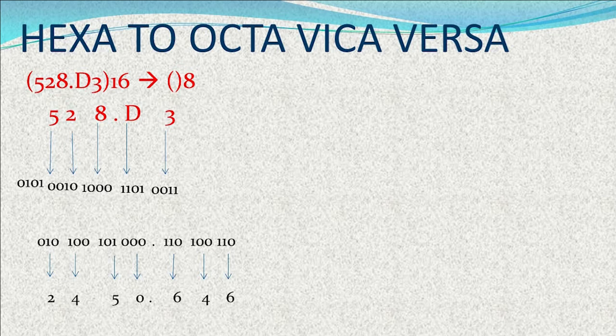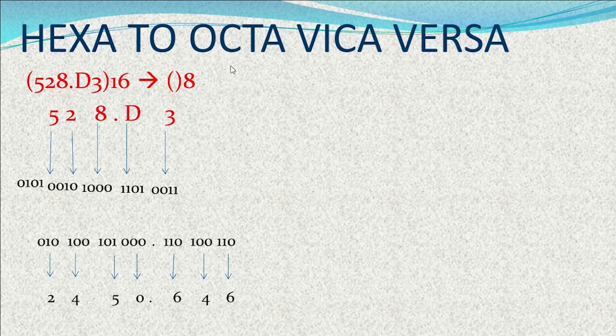Now, if we want to convert a hexadecimal number to octal or vice versa, what we do is we first convert the hexa number to binary, then we convert the binary number to octal, or we convert the octal number to binary, then we convert the binary number to hexa. So 5 is the same as 0101 in binary, 2 is the same as this in binary, 8 is the same as this in binary, D is the same as this in binary, 3 is the same as this in binary.